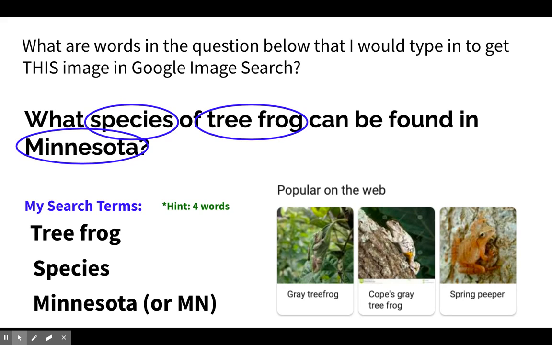Okay, now notice my hint says 4 words. Tree frog can be considered 1 because it can be a compound, or 2 because there's 2 physical words.